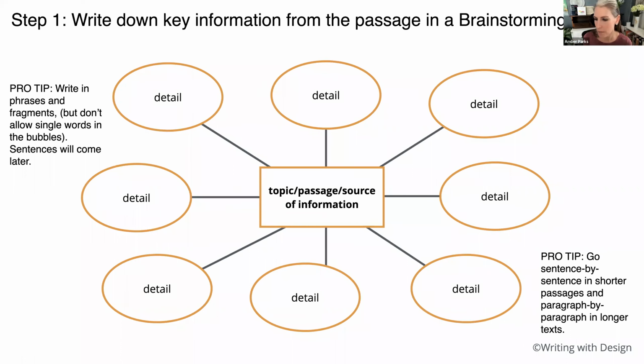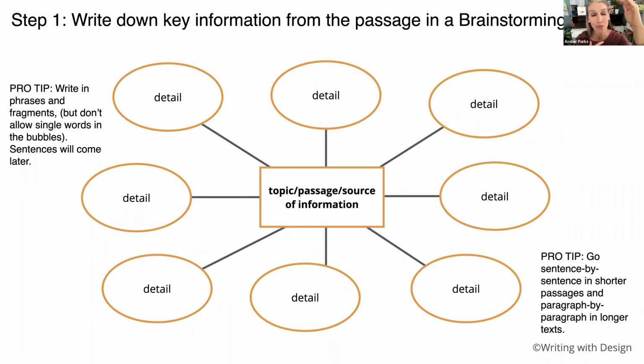And then the other pro tip is just to go sentence by sentence in shorter passages. So after the first sentence, let's say, what's important from that? Let's change it into our own words and put it in a bubble. Or go paragraph by paragraph in a longer passage.